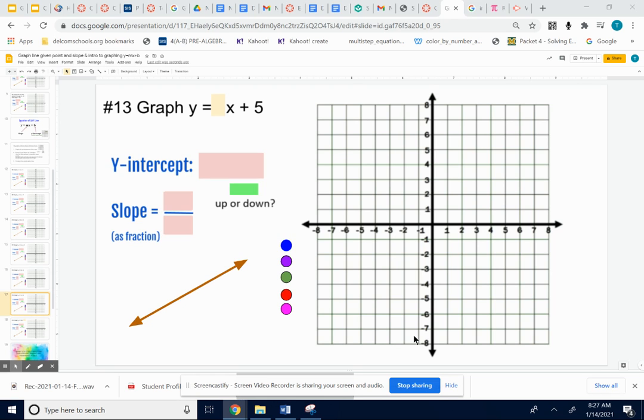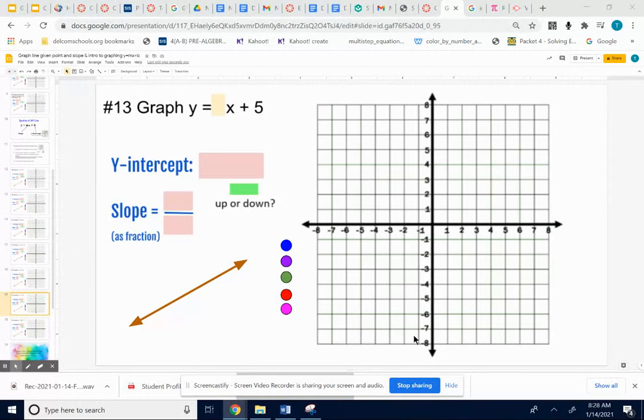Okay, the last two problems. On the last two problems, I'm giving you a line. I want you to use the y-intercept at the end and the slope sitting in front of the x to graph it. But on 13 and 14, you gotta use your thinking cap.